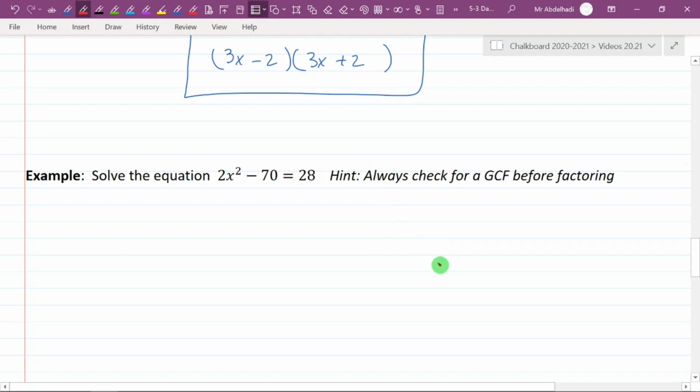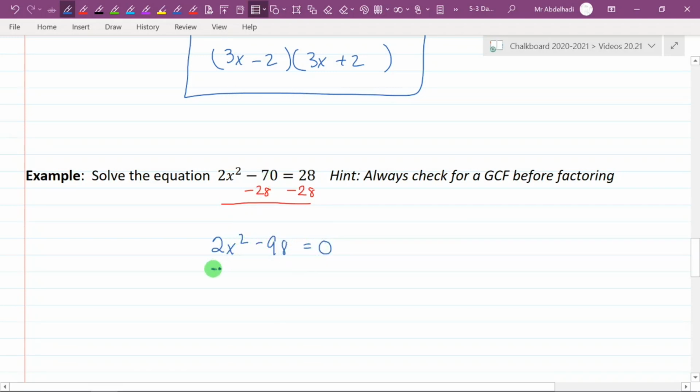Okay, for this next one, we have an equation. All right, and in order to solve an equation, you always have to have a 0 on the right side anytime you're solving an equation with factoring, because of the zero product rule, you need a 0, right? So we'll start off by getting rid of this 28 by subtracting it. We'll have to subtract it from both sides. And now we get 2x squared minus 98 equals 0.